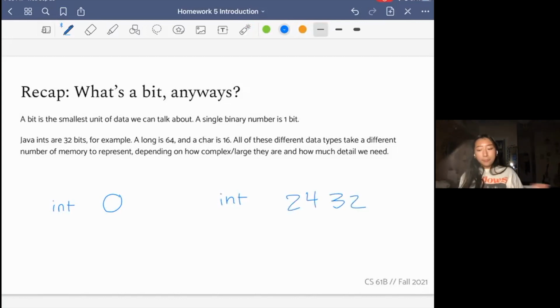2,432, right? These take up the same amount of memory because at the end of the day, one int must be 32 bits. It just happens to be that for 0, all those 32 bits are 0, right? And for this, there are more non-zero bits, but they both take 32 bits to store. And this is because that's just how an int is defined, and we have to keep them uniform. We can't say that an integer that stores a smaller number is smaller because it would just be a huge mess. So we keep them all the same.